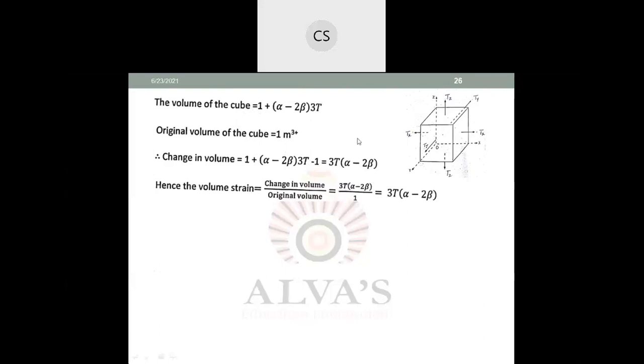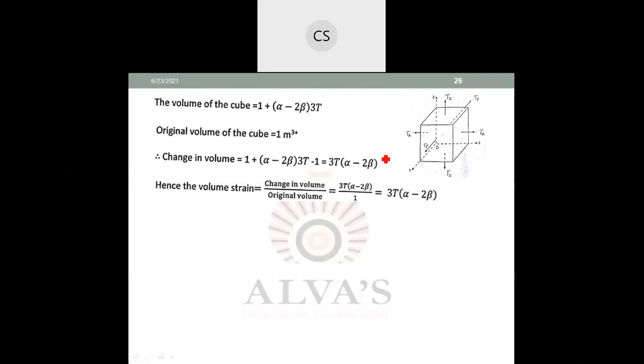Okay, volume strain is nothing but change in volume divided by original volume, that is, change in dimension to the original dimension. Here it is volume. So therefore, the ratio of change in volume to original volume. You have the value, change in volume is 3t into alpha minus 2 beta, correct?